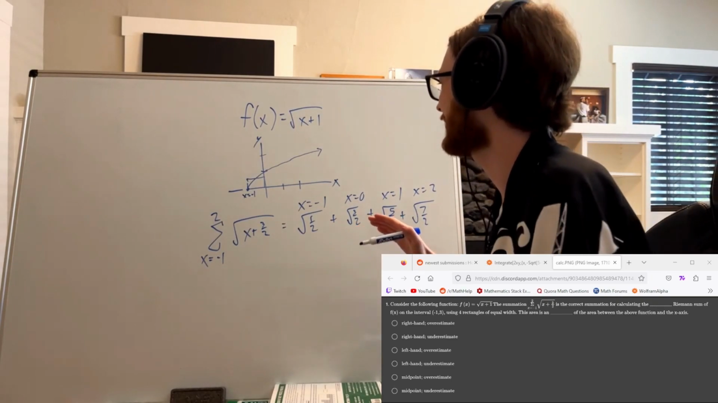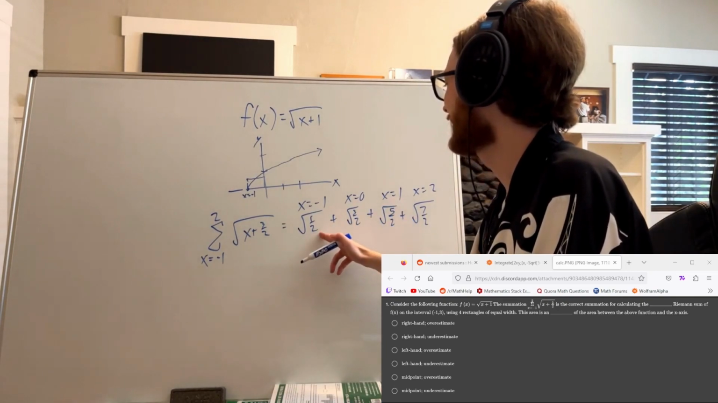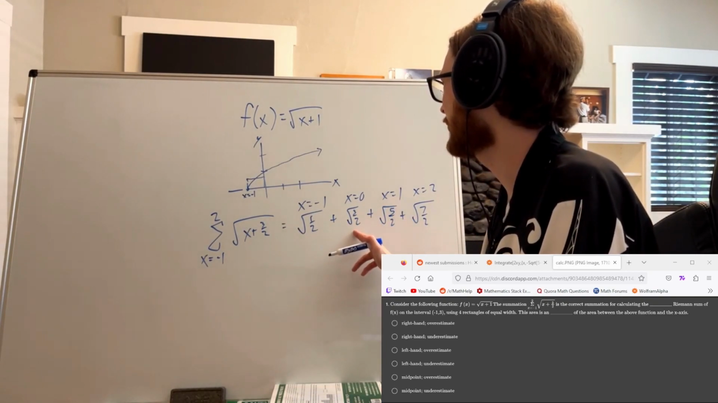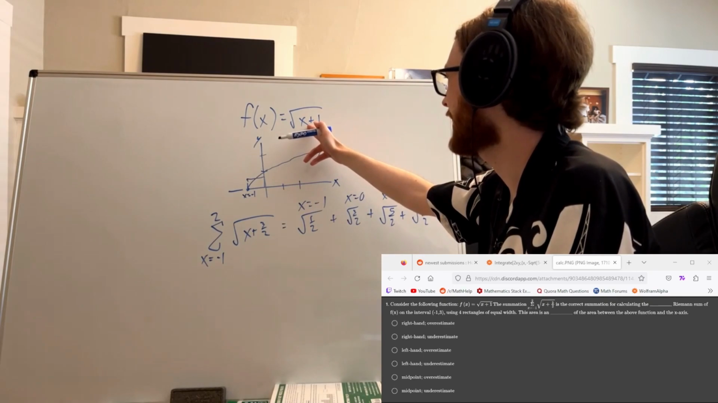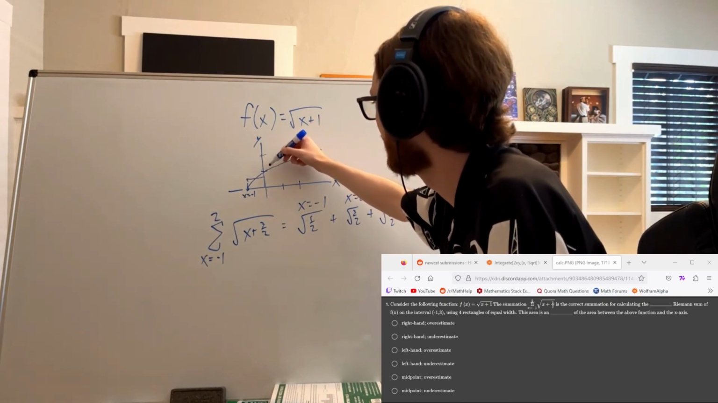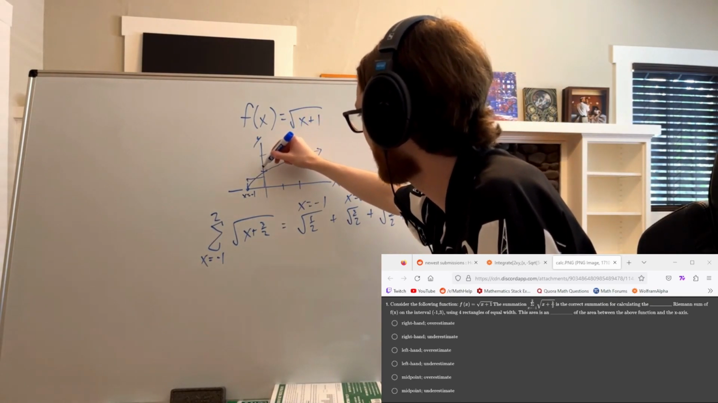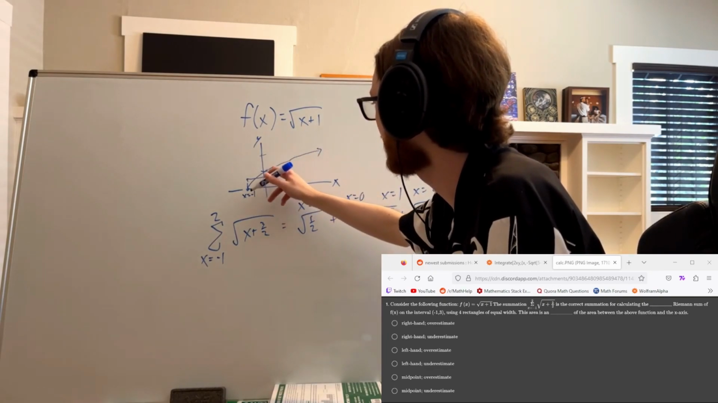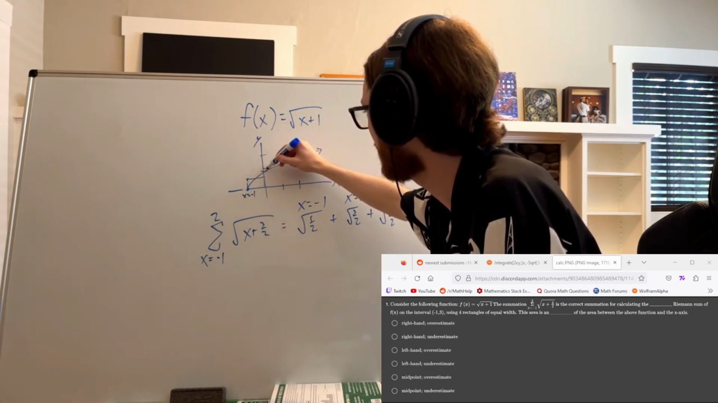Let's look at how the rectangles look. So at x equals 0, we get root 3 over 2. This is root 3 over 2 at x equals a half. So our rectangle is going to be like halfway between here. It's going to hit the parabola, so it'll go right about there.